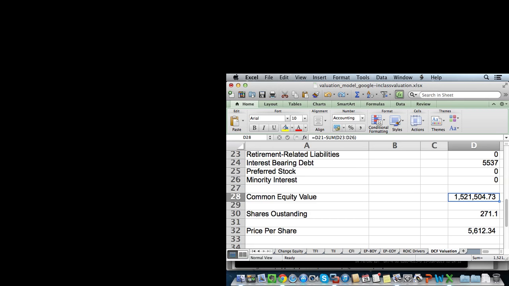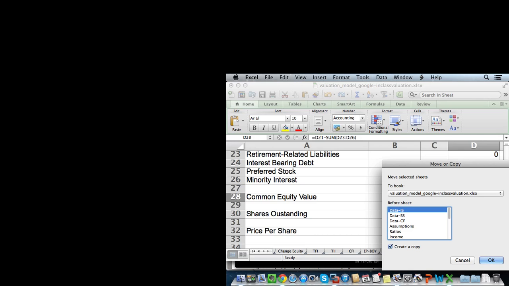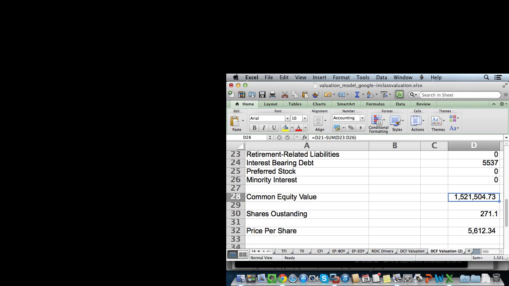What that means is with your mouse, right click on this tab, choose move or copy, select create a copy, and put it all the way at the end, just so they're next to each other, and then hit OK. And then we'll add a little number 2 by it. And then we're going to rename this tab EP, for economic profit valuation.